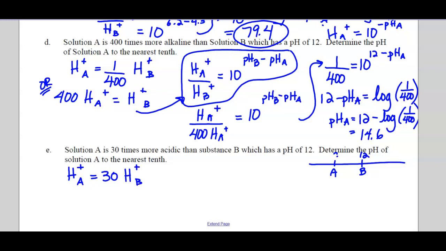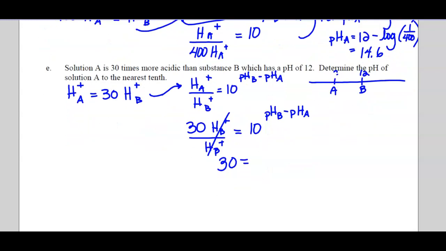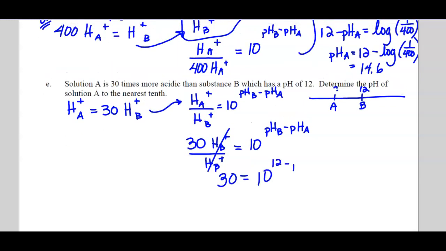So 30 times more acidic means you have 30 times more hydrogen ions or hydronium or whatever you want to call it. So you can set it up like that if you want. And then I like to just think about my ratio here. So A is equal to 30 A to B. If I substitute that in there, then I'm going to get 30. You can show that if you want, but those are going to divide out. Okay, so pH of B is 12, and we want to find pH of A.